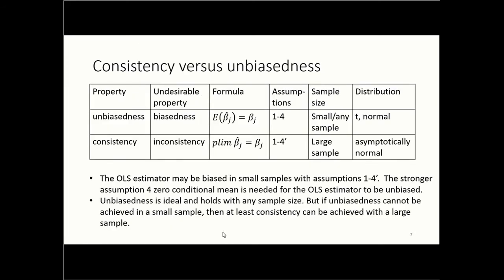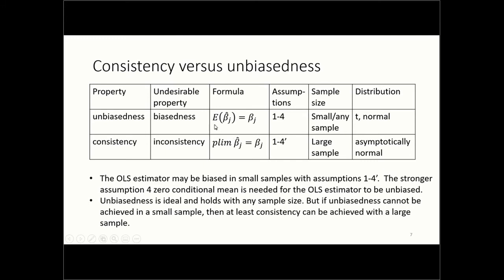So let's compare consistency and unbiasedness. Here's the property. Unbiasedness and consistency are the desirable properties of the estimators. This is what we want the estimators to be. The undesirable property, the opposite of that, would be bias. And the undesirable property for consistency would be inconsistency.